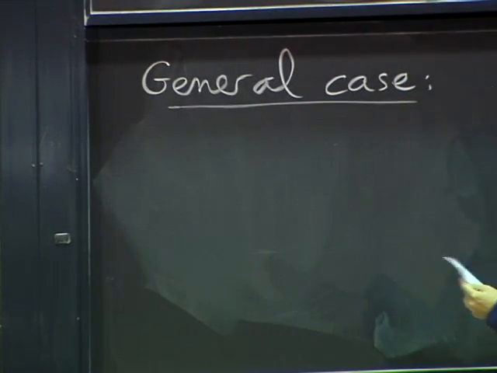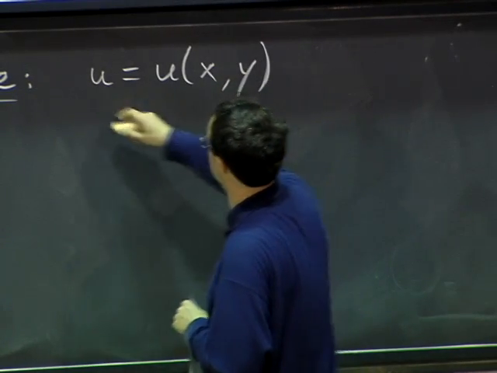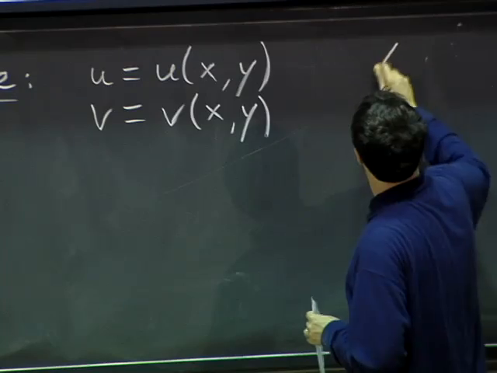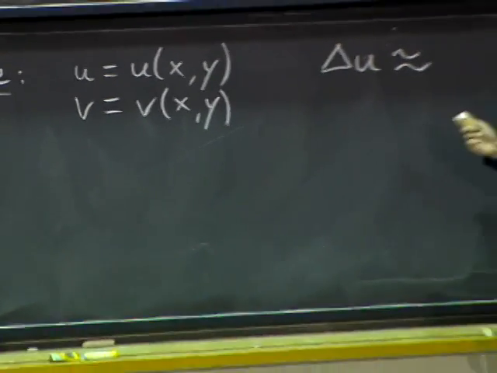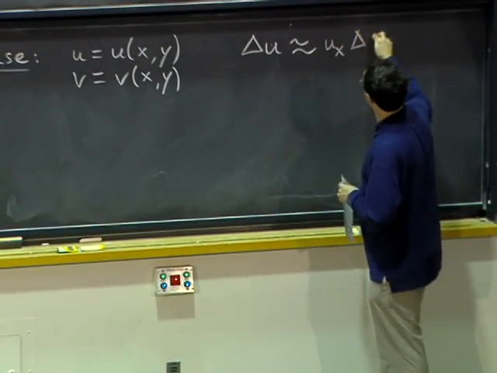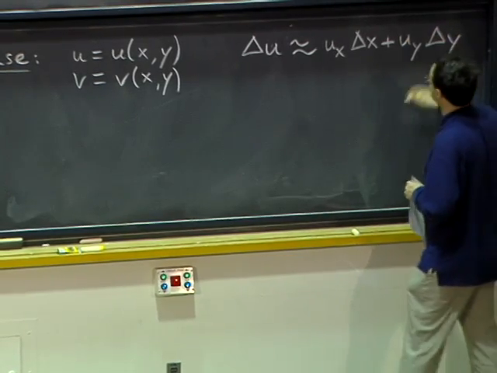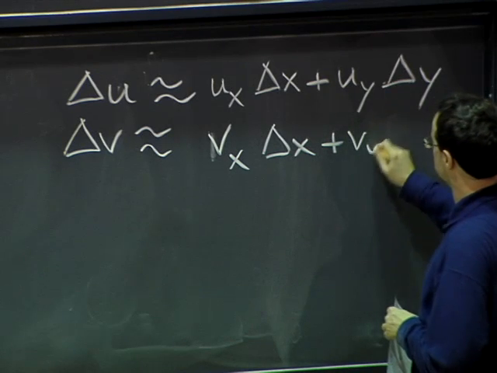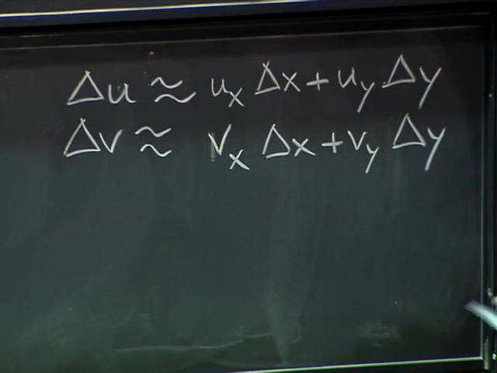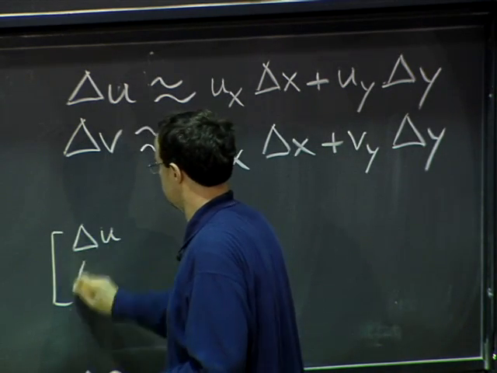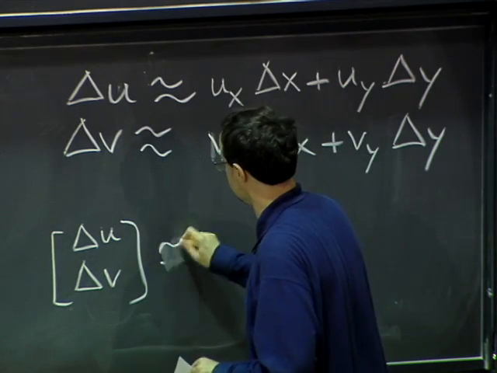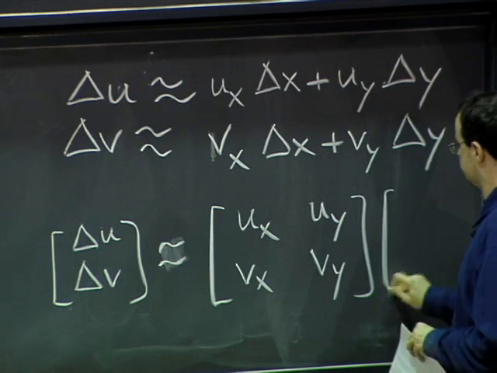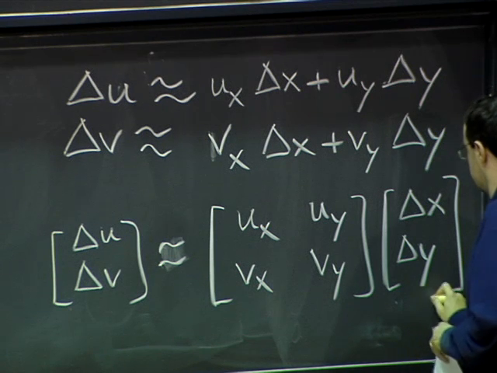So in the general case, that means we'll replace x and y by new coordinates u and v, and u and v will be some functions of x and y. So we'll have an approximation formula which tells us that the change in u, if I change x or y a little bit, will be roughly u sub x times change in x plus u sub y times change in y. And the change in v will be roughly v sub x delta x plus v sub y delta y. Or the other way to say it, in matrix form, is that (delta u, delta v) is approximately equal to the matrix with rows (u sub x, u sub y) and (v sub x, v sub y) times (delta x, delta y). Okay?